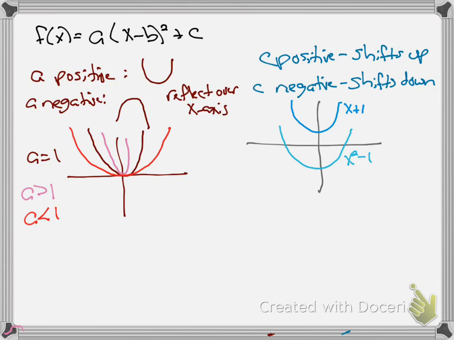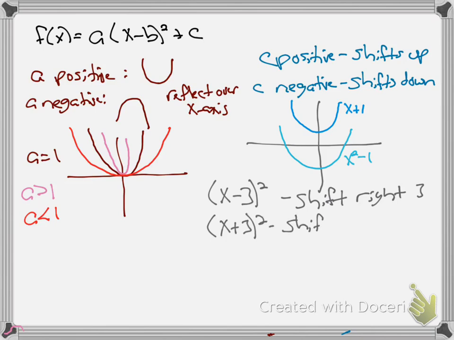Now B is a little trickier because there's a minus sign built in. So you almost need to think of B as backwards. So if you see x minus 3 squared, that's going to shift right 3. If you saw x plus 3 squared, that would shift left 3. So if it's inside the parentheses, it's backwards than what you expect. Negative will be right, positive will be left. Those are the key things, the key concepts to quadratic transformations.